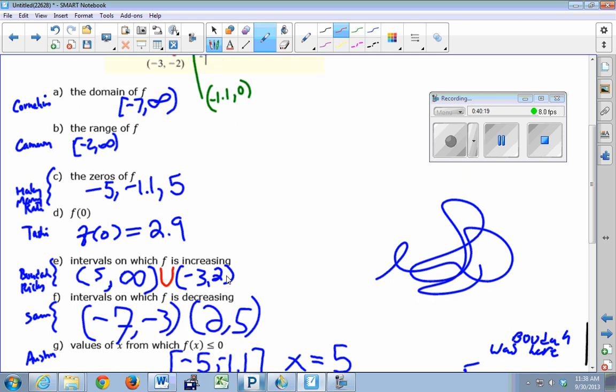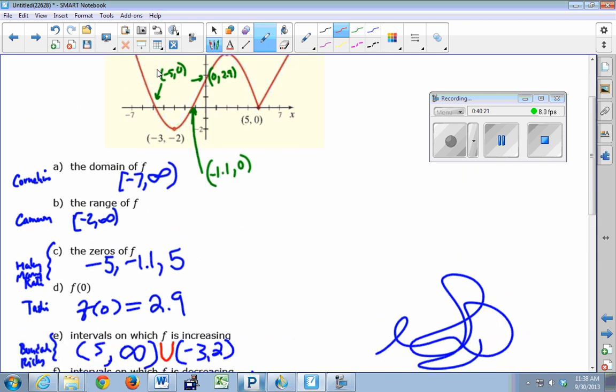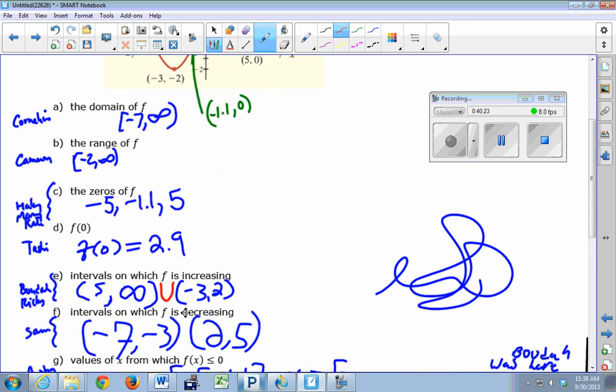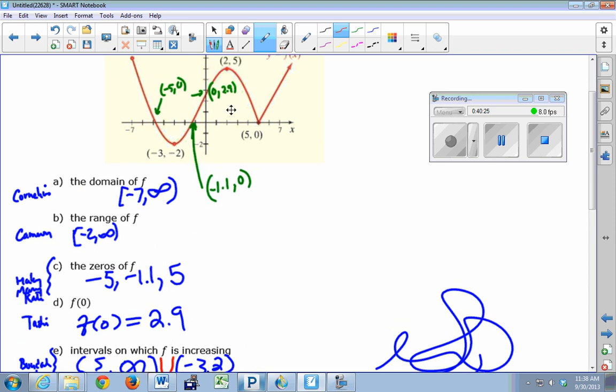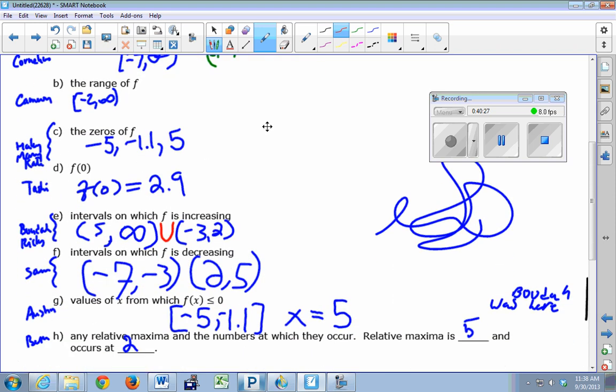Intervals on which f is decreasing. -7 to -3 and 2 to 5. I agree with this one, but not this one.